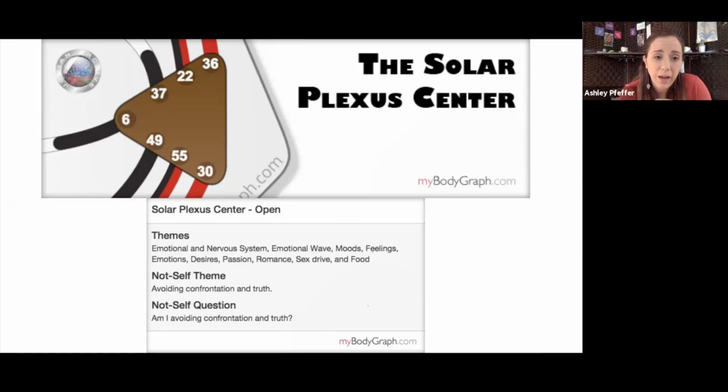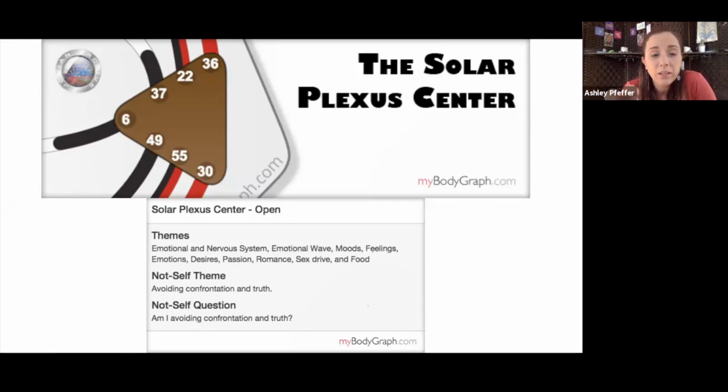I have the 6 gate here, and this is the gate of conflict. So when I sense an emotion, if I'm in a low frequency, I immediately go into conflict. I need to defend myself. Oh my gosh, I don't want to feel this emotion, right? So it's important for you to understand how you process these emotions. For example, 49 is reaction.